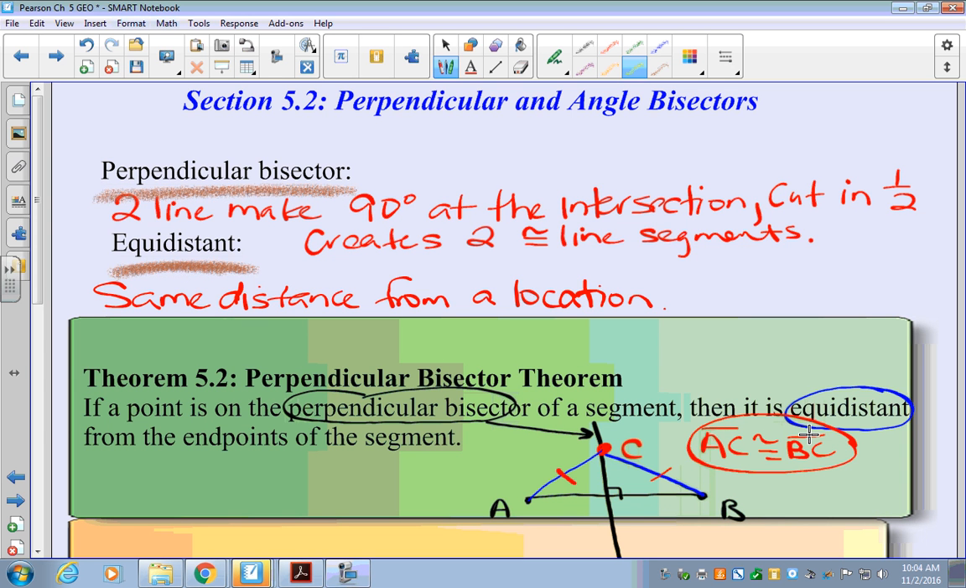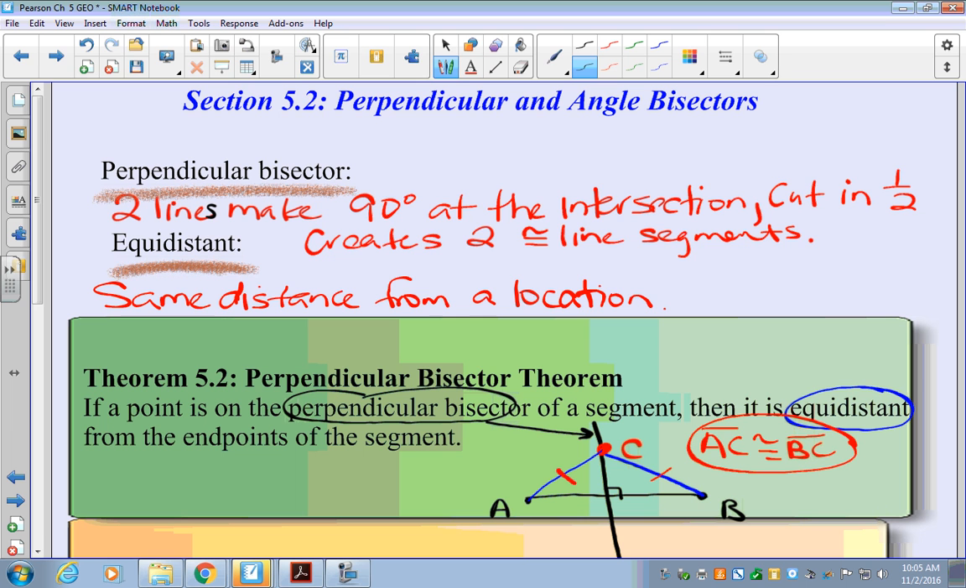Okay, so a perpendicular bisector is two lines that make 90 degrees at the intersection. It cuts the line in half. That's the bisector part. The perpendicular part is the 90 degree part. And it creates two congruent line segments.